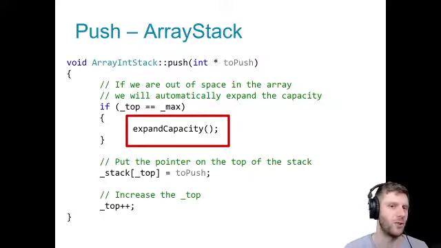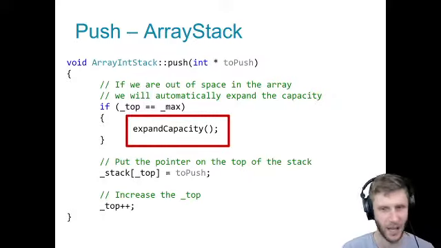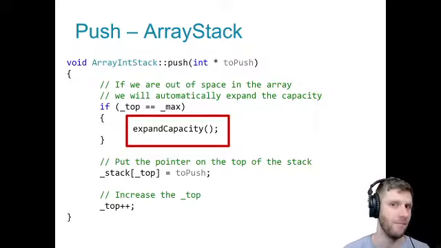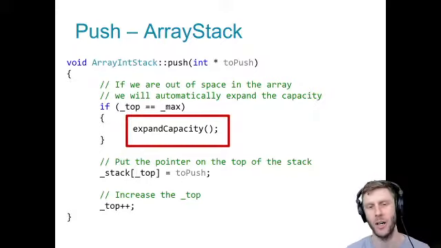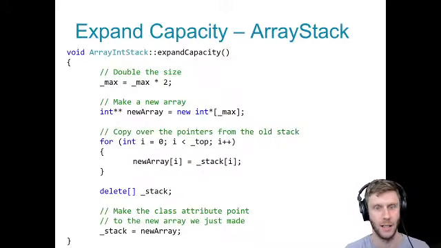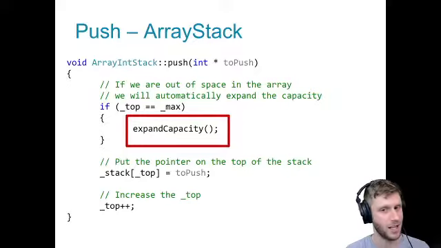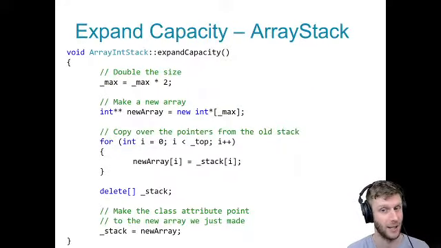Now we've got an interesting situation. How much work is being done on push for the array stack? What is the computational complexity here? And this is a tricky question. There's a bit of a trick to it, because we've got to know what's going on in expand capacity, because expand capacity looks like this.